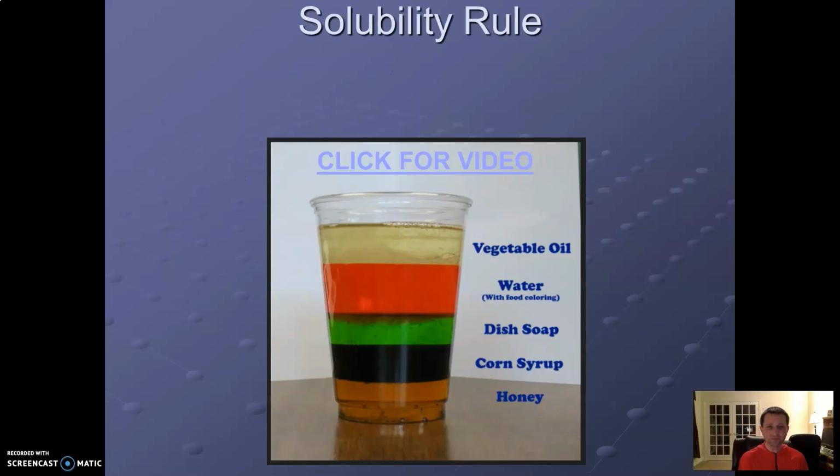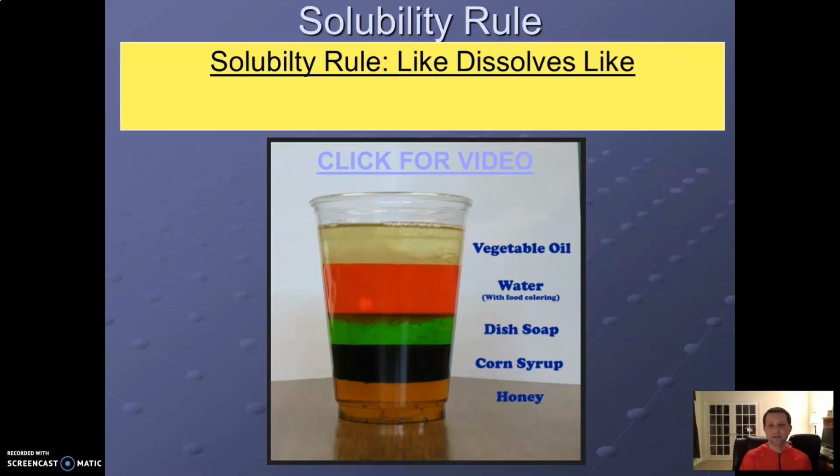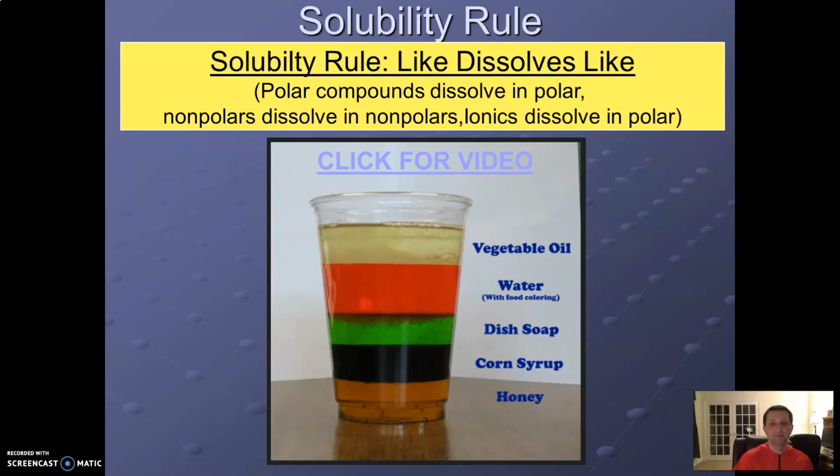So, to wrap this up, I talk very briefly about solubility. Why do certain things dissolve in certain things? Why do some things dissolve in water and some things don't? The solubility rule is really 3 words: like dissolves like. You're going to say, what on earth are you talking about? It's easy. You could write this down if you want to, but you don't really need to if you understand what's going on.